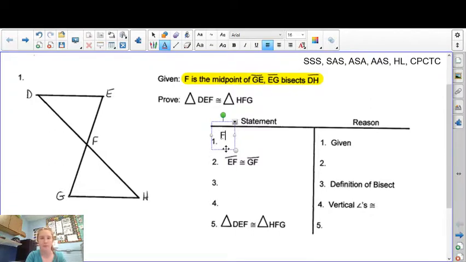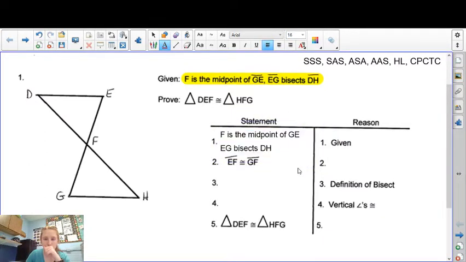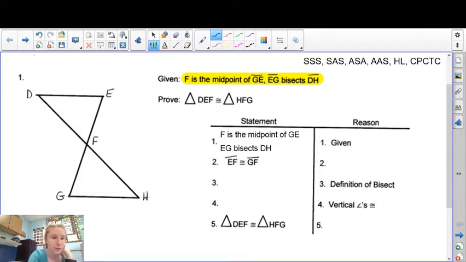So the first one says F is the midpoint of EG, and EG bisects DH. I have to make it a little bit smaller so it fits. Well, I see that EF, which is here, is congruent to GF, which is there.